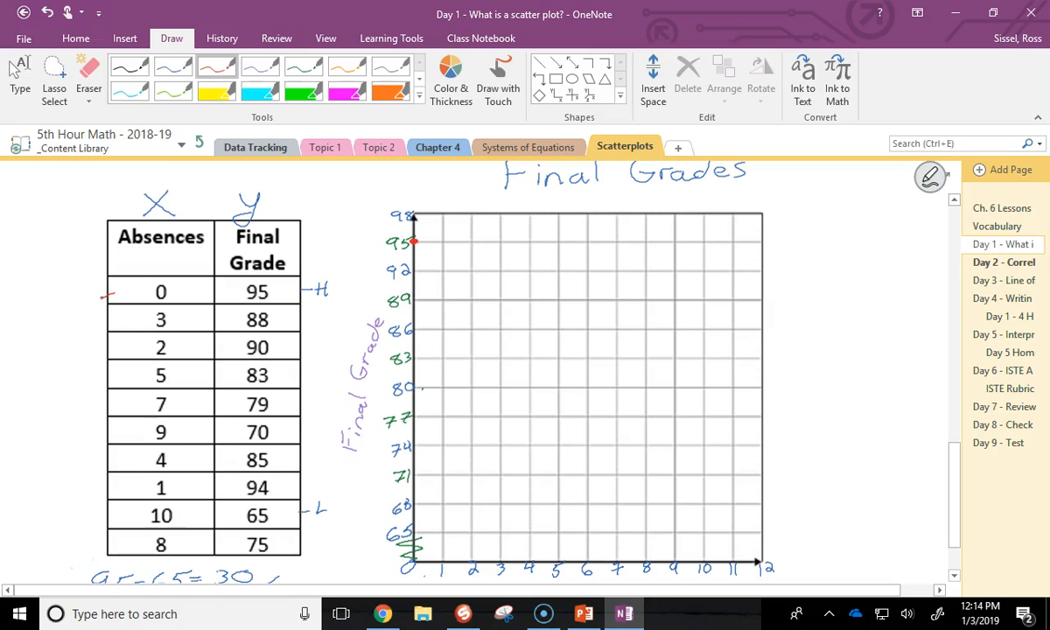Okay, 3. Does it show 88 exactly? No, there's 86, 89, so 88's here. And here's the best part. Scatterplots will not be exact. You might have it off just a little. That's going to be okay with what we're doing. So I've done that one. I need 2 and 90. 2 and 90. Somewhere there. 5 and 83.